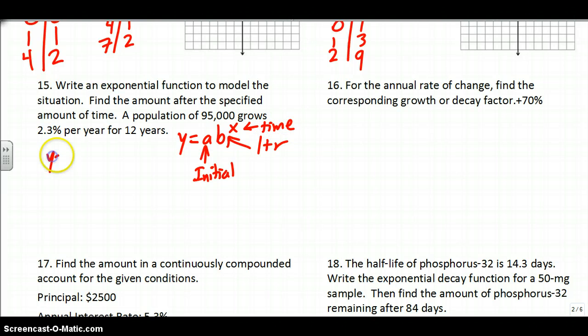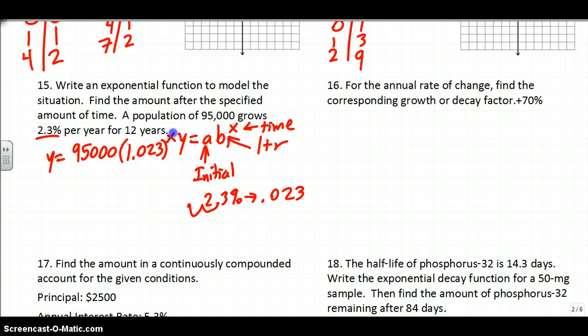So let's get our equation. Our initial amount is 95,000. B is 1 plus our rate. Well, our rate is 2.3%, but I have to convert that by moving the decimal point 2 places to the left. So it's actually 0.023. When I add 1 to that, it's 1.023 to the x. So there's our equation. And then they say after how many years? 12 years. So let's plug in 12, okay?